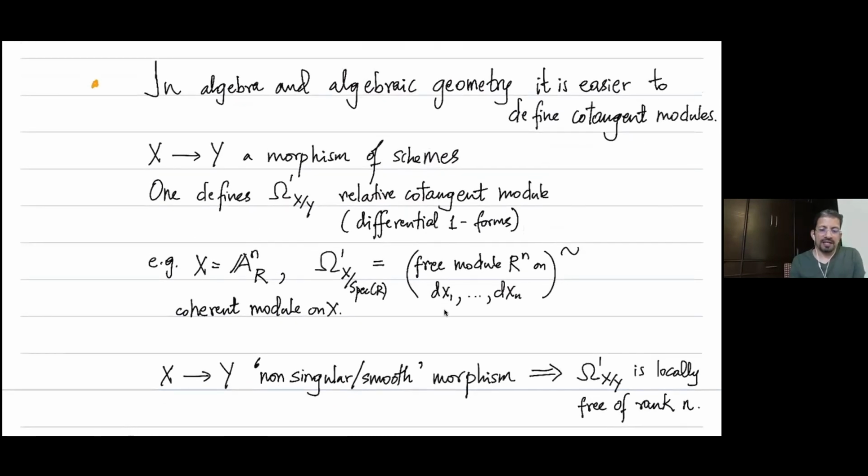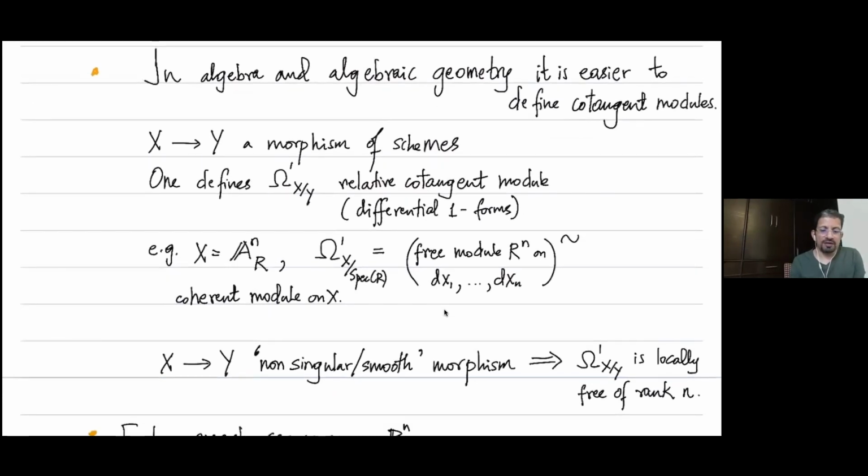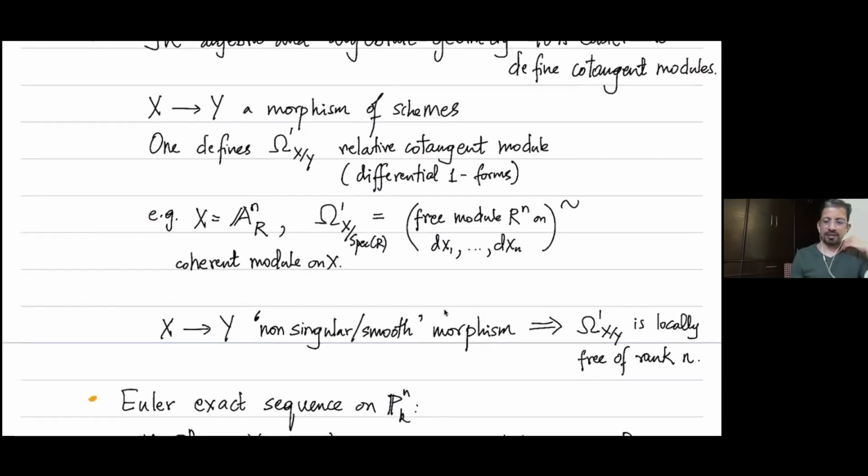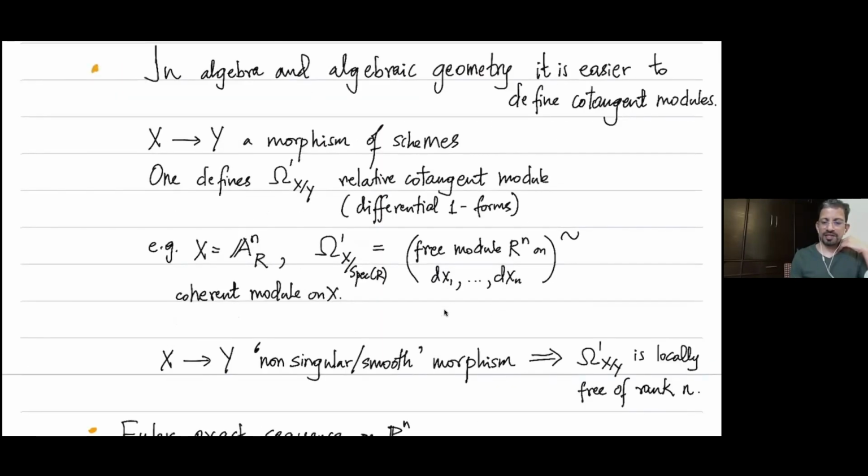But here's another interesting class which one cannot ignore in geometry, and that's basically the tangent and the cotangent bundles that you would like to define on a manifold. In algebraic geometry, it turns out it's easier to talk about cotangent modules. There's a technical point, but it's much easier. It's very naturally available, and one can define it in vast generality. So cotangent modules are easily available.